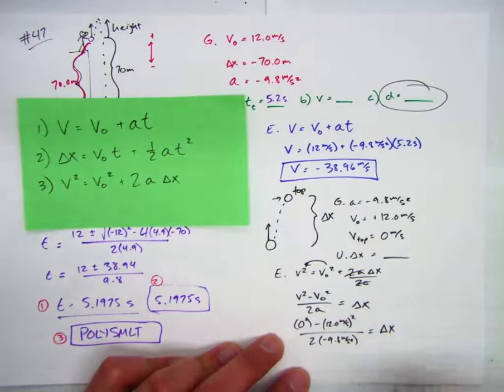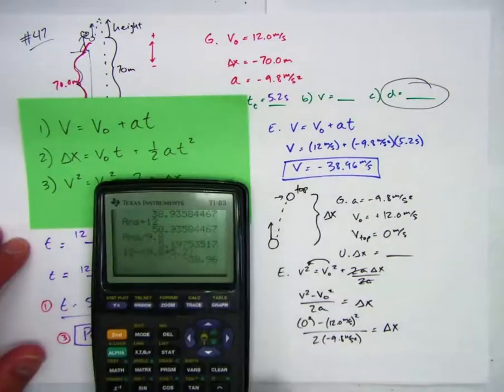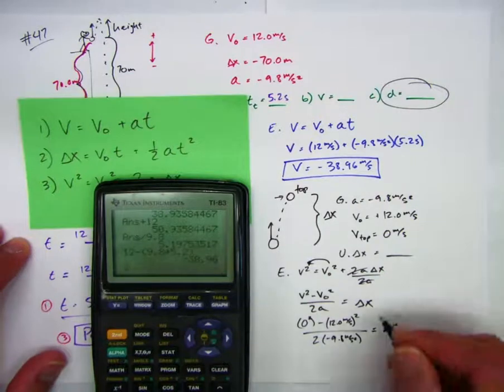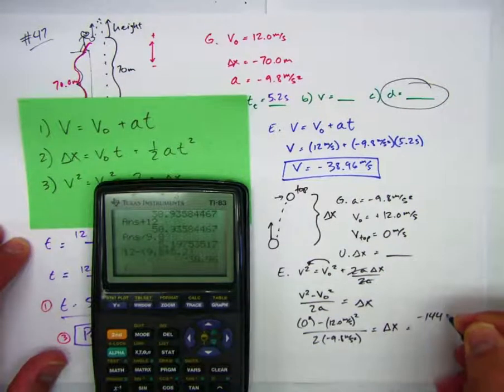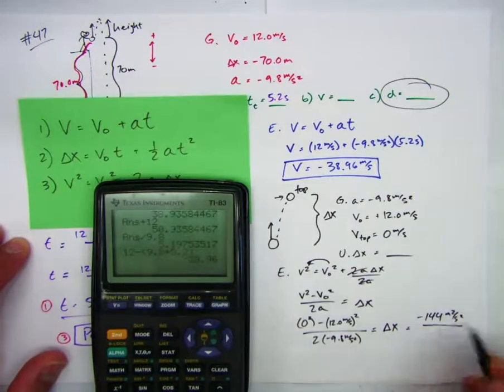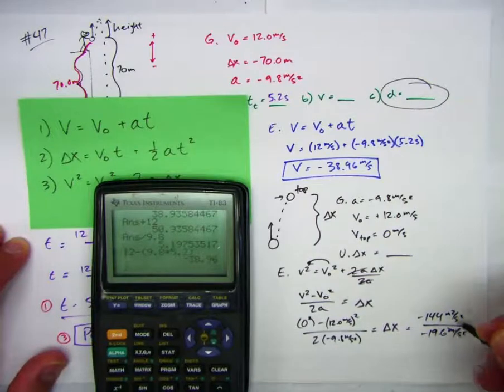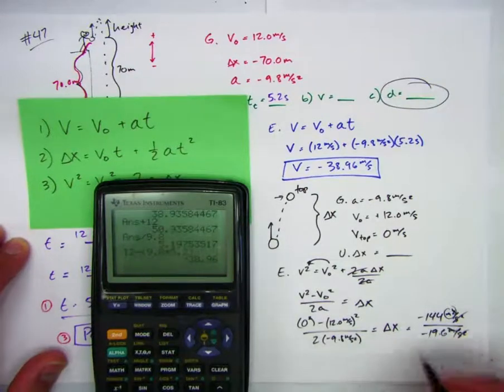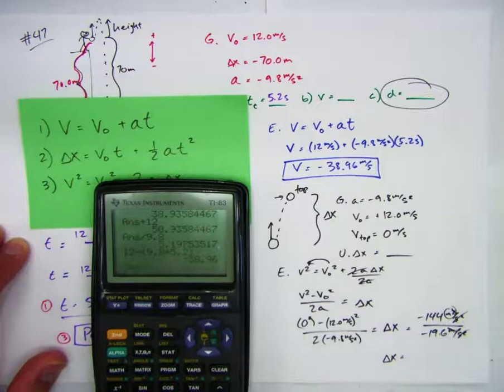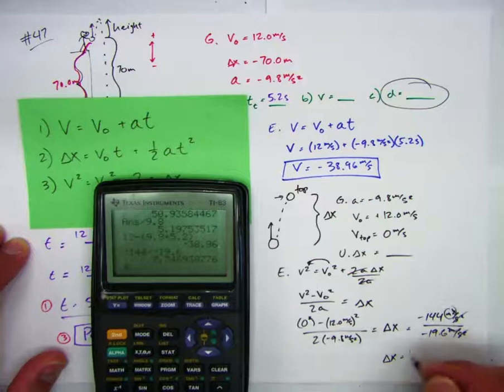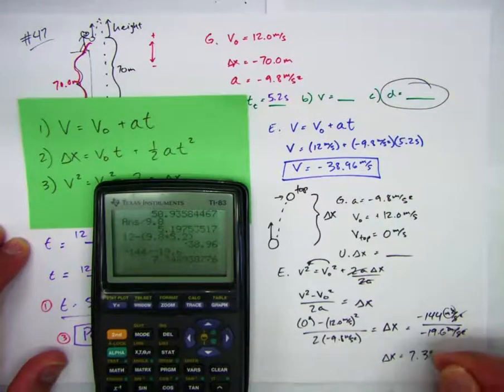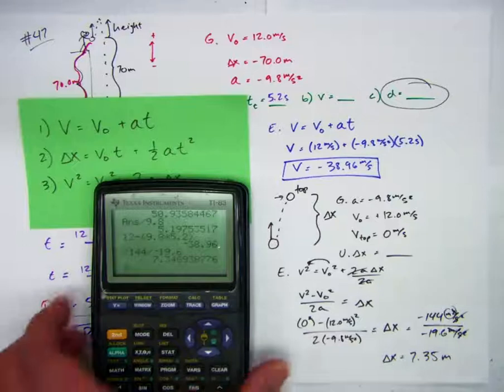x. All right, so in this case, 12 squared is 144. I'm just gonna write this over here, minus 144, and that's meters squared per second squared over negative 19.6 meters per second squared. So I have a meter squared here and a meter, so that cancels the square. Second squared and second squared, all I'm left with is meters. Negative and negative, so my delta x is 144 divided by negative 19.6. Boom, 7.35 meters.